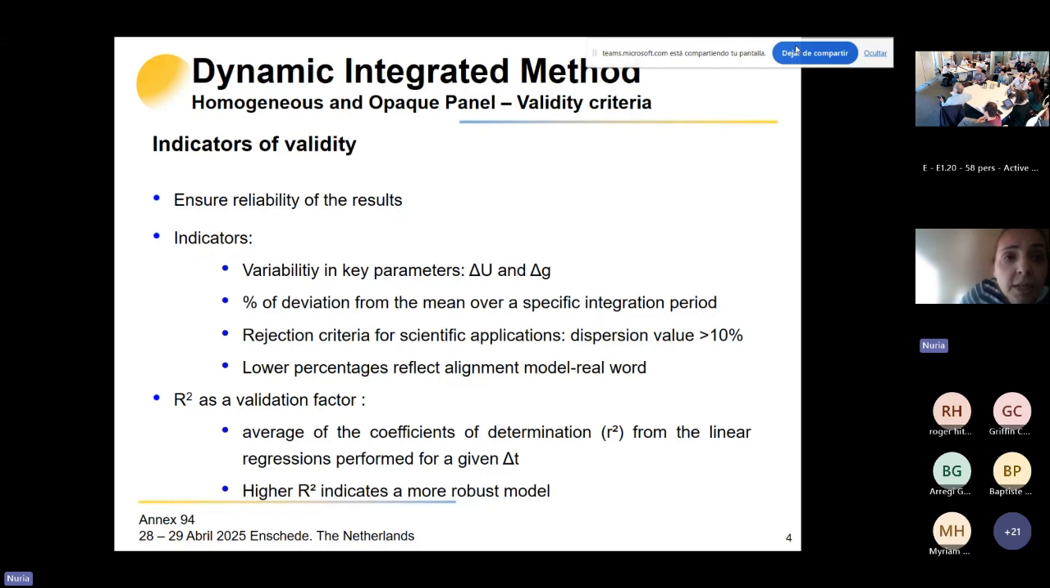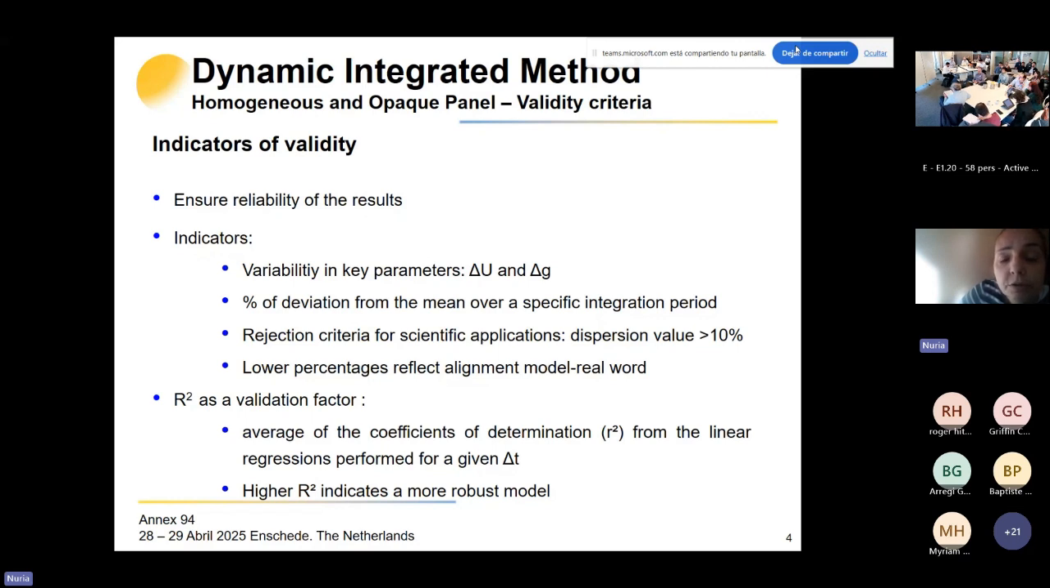So in addition to this deviation in the characteristic parameters, we are also going to add a validation factor that we call the R squared. This is calculated as the average of the coefficients of determination from the linear regression that we have performed for a given period of delta t. A higher value of this validation factor indicates a more robust model.